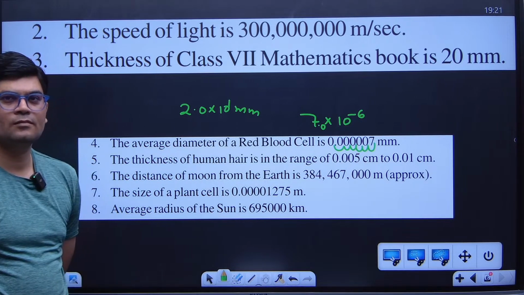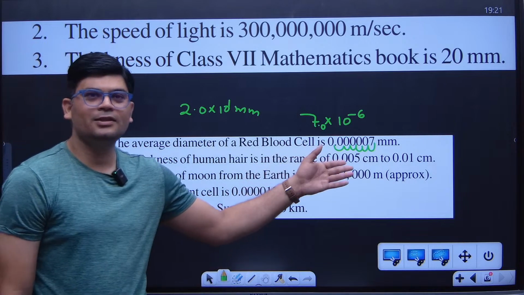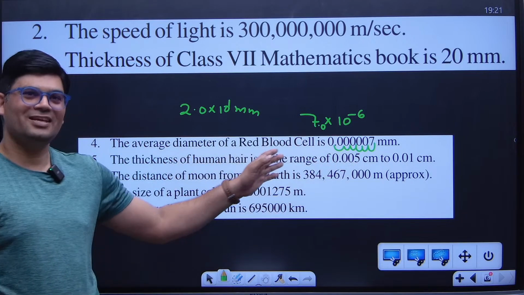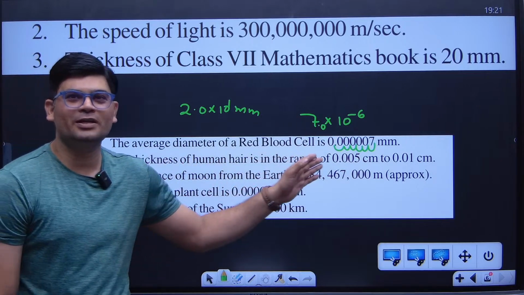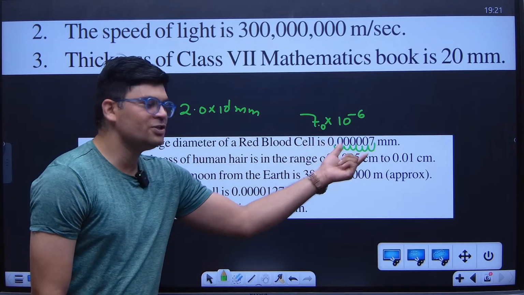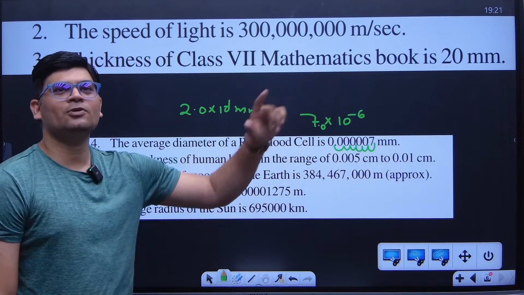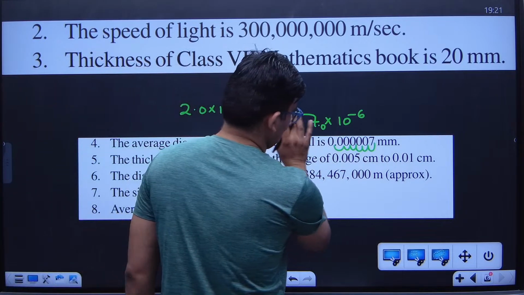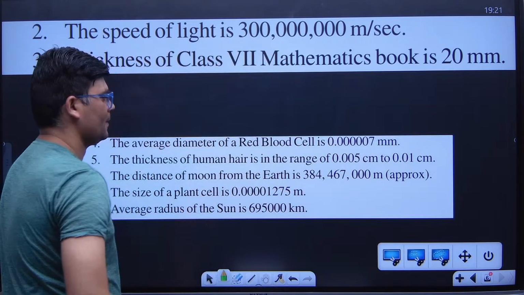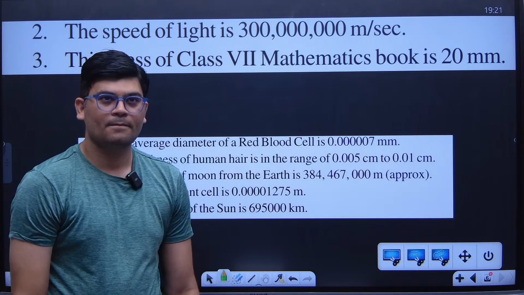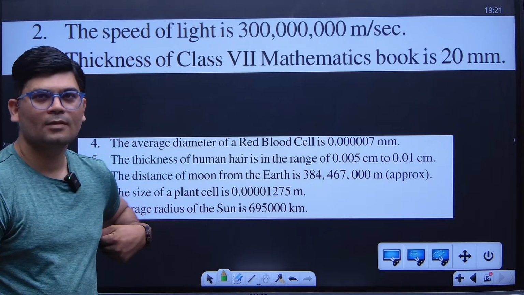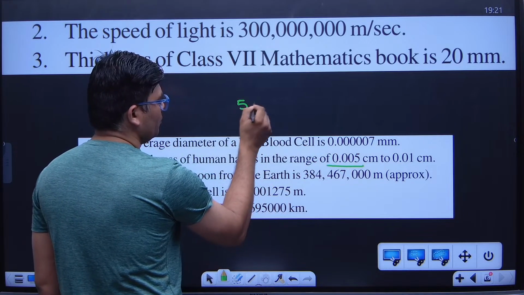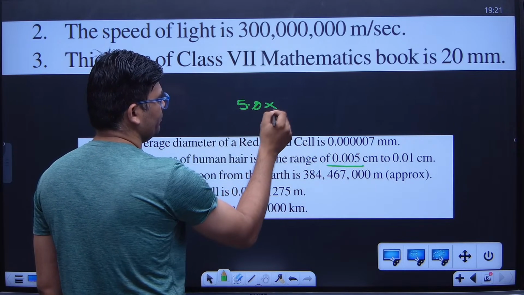For both, you have to say it in the same manner. For the thickness of the human hair, you have to say it is in the range of, instead of these two numbers, the other two numbers. So you want me to find it for 0.00? What are you going to say? 5 into 5.0.